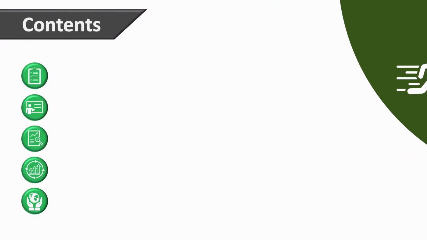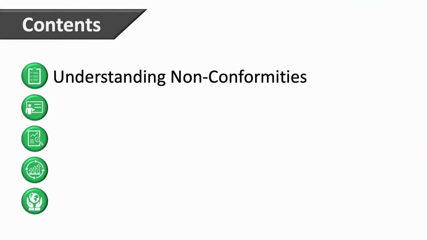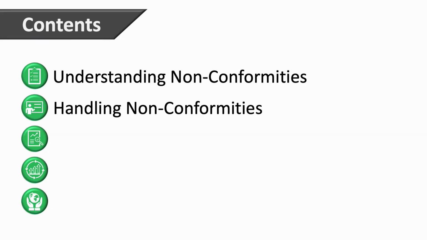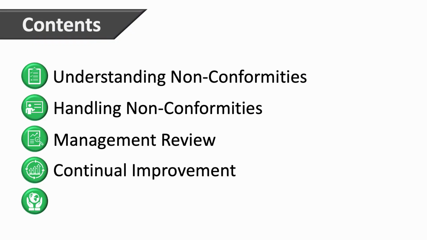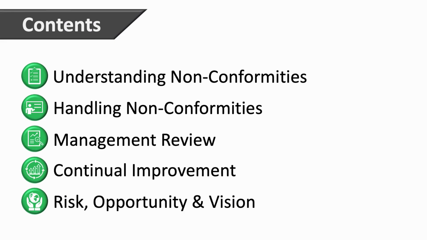And so, in this module, first we will look at understanding nonconformities, to learn about the different types of shortcomings that may occur in your EMS. Second, we will look at handling nonconformities to learn about systems that must be in place to deal with shortcomings when they arise. Third, we will explore the role of upper management in ensuring your EMS improves in management review. Finally, we will look at how continual improvement is an overarching theme of the plan, do, check, act cycle, and necessary to ensure the ongoing success of your EMS. We will conclude this course by taking a broad view of environmental management in risk, opportunity and vision.